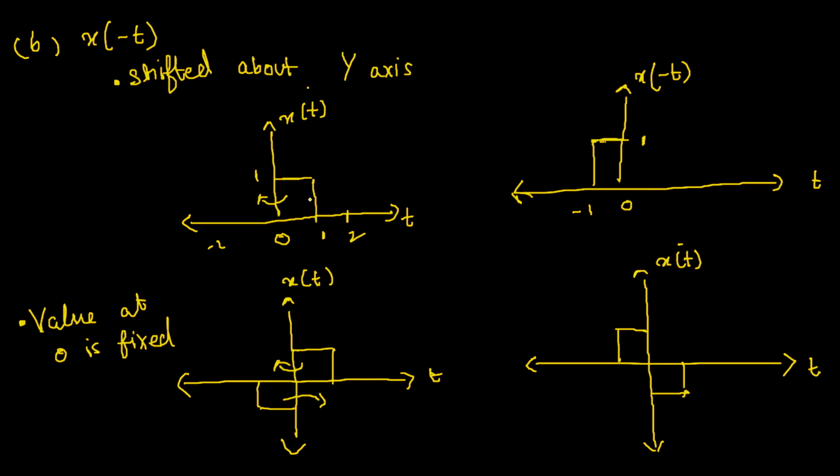So let's have a look at these two examples. We just flip this about the y-axis. Whatever was at 1 goes to -1, and this is our time reversed graph. And in this case, again, whatever was on the positive side goes to the negative side, and this is flipped about the y-axis alone. The only thing that is always constant in time reversal is the value at 0. Everything from the positive side goes to the negative side, and everything from the negative side comes to the positive side, but the value at 0 remains fixed.